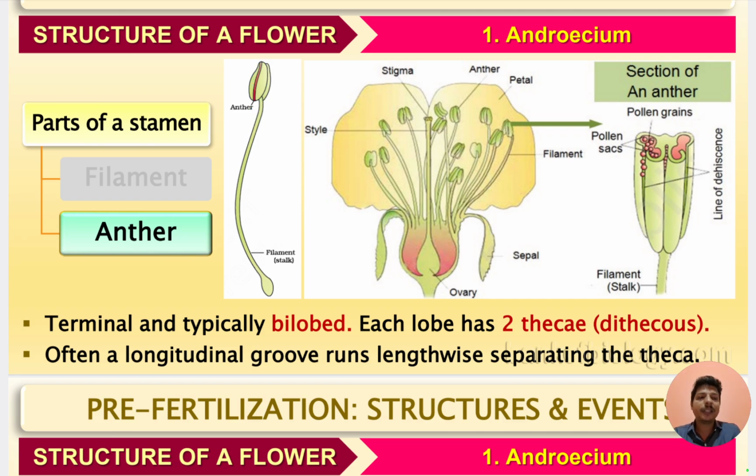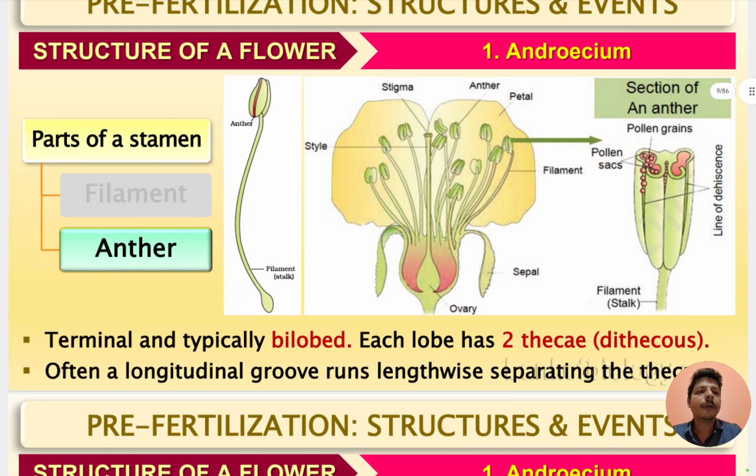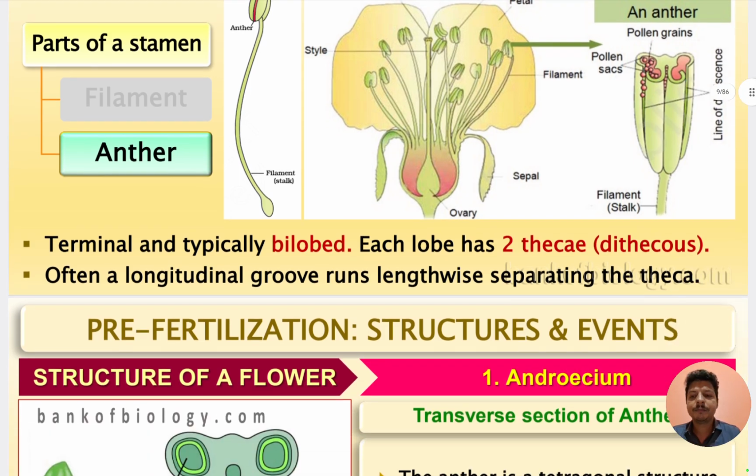Each lobe has two theca, so it is called dithecous. Here you can see it is a single lobe, and this is another one. Bilobed it is called, and each lobe has two theca. This is one theca, second, third, and fourth. So a total of 4 theca are present in a typical anther.